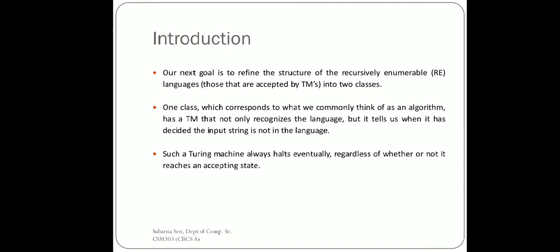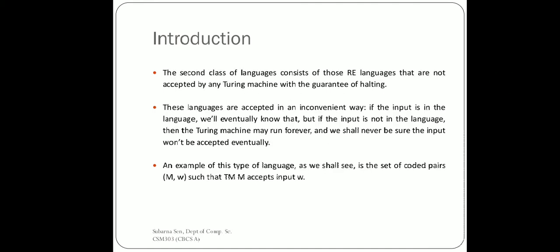In other words, we can say it like this: my Turing machine will halt, whether or not it reaches an accepting state. That means we will get to know an output, that for this string it has reached my accepting state, or it has not reached my accepting state. Fine. So it will halt.